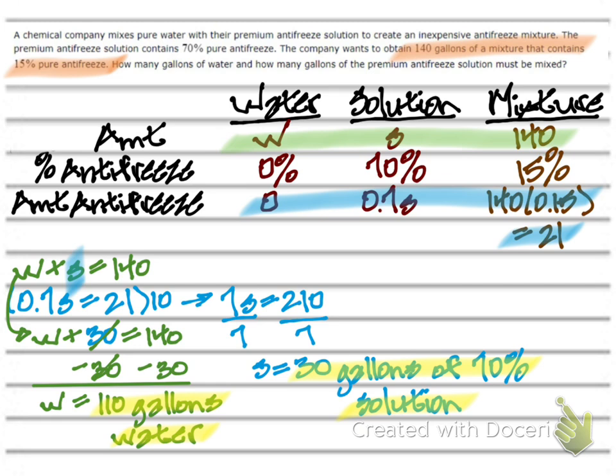So anytime you get these types of questions, always think about the chart, whether we're talking about antifreeze or fruit juice or some other chemical mixture. You're always going to have these 3 basic rows: an amount, a percentage, and then the amount again, where you multiply how much you have times the percentage of whatever it is.